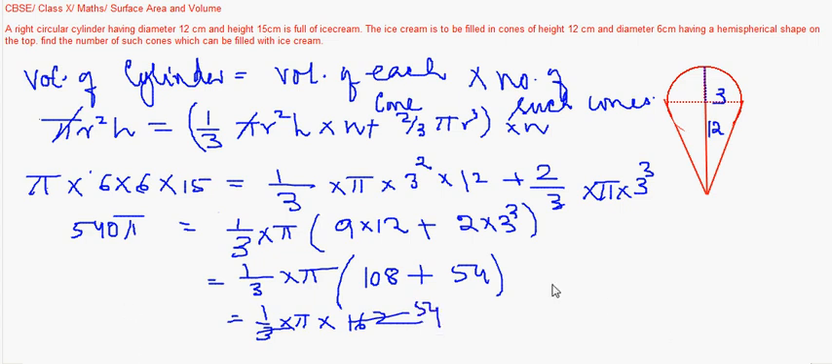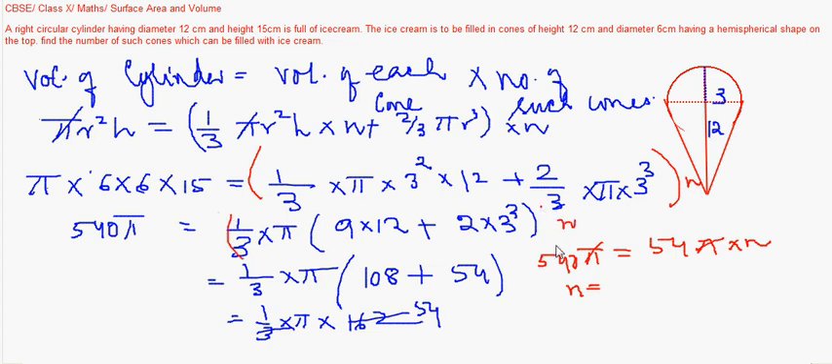So 540 pi is equal to 54 pi into n. They all were multiplied by n, which I missed writing. So n becomes 540 by 54. That's giving us 10. So 10 such cones will be equal to the volume of the cylinder which contains the ice cream. Sorry for that previous mistake again.